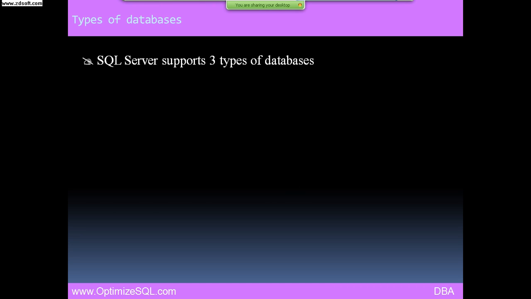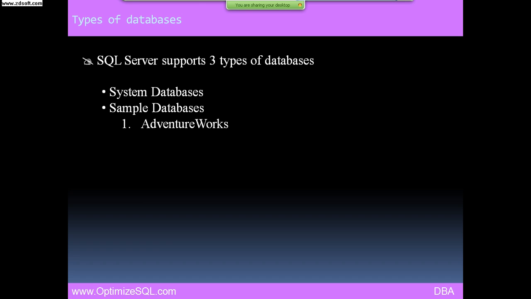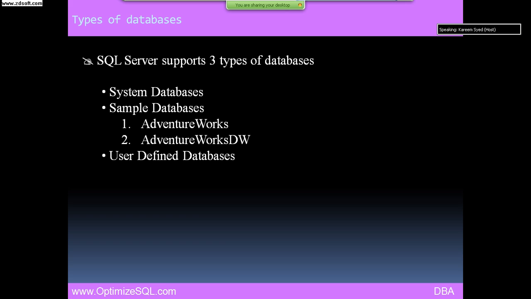First one, types of databases. Just now we have seen, we have system defined databases, which are predefined databases, sample databases, AdventureWorks and AdventureWorksDW from 2005 onwards, and third, user defined databases. But as a DBA, remember, we are not working with sample databases. Sample databases are basically for testing or learning purposes. That's why we can't install sample databases in a production box. In a production box, we have only system defined databases and user defined databases.